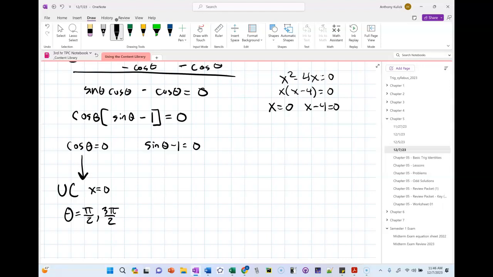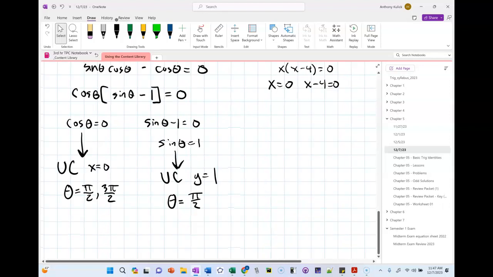Okay. Now we worry about the sine theta minus 1 equals 0. What do I need to do to get the sine theta by itself? Add 1. Okay, now the trig part is by itself, so I'm ready to go to the unit circle. Whatever am I looking for on the unit circle? Y is equal to 1. What are those places where y is equal to 1? Pi over 2. So how many answers did we end up with? Look carefully. 2. Because one of them is the same answer repeated.